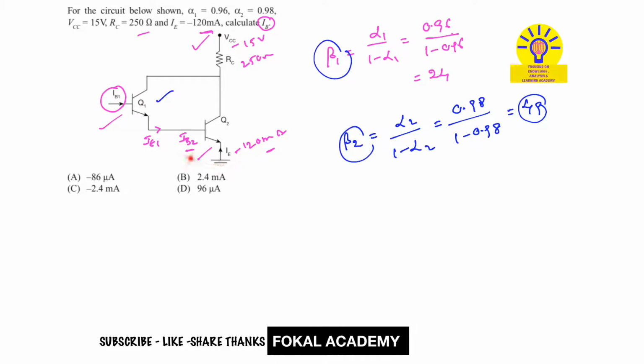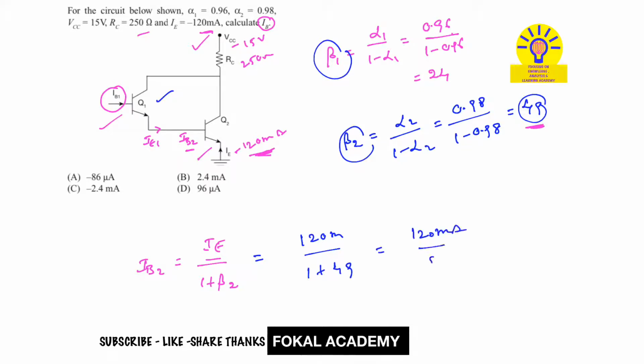For the second transistor, we know the relation between emitter current and base current. That is IB2 equal to emitter current divided by 1 plus beta 2. Here beta 2 we got 49 and the emitter current was given as 120 milliamperes. Now substitute here, so that's equal to 120 milliamperes divided by 1 plus 49, that is 120 milliamperes by 50, which equals 2.4 milliamperes.